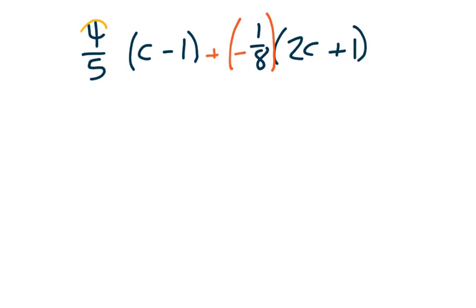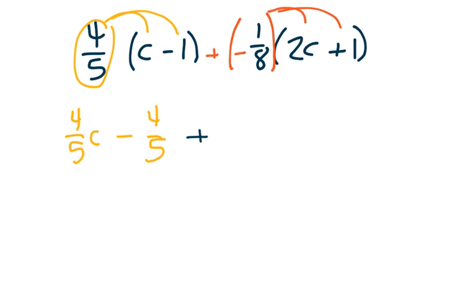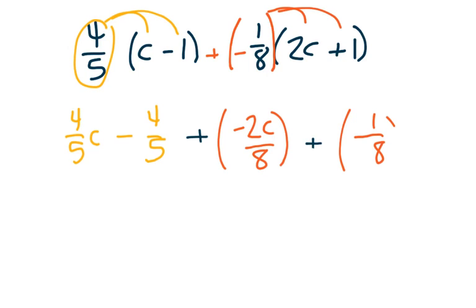So I'll start with the first parentheses. I'm going to take the 4/5 and multiply it by each of the terms in this parentheses. So 4/5 times c is 4/5 c, minus 4/5 times 1 is 4/5. Then I go to the next set of parentheses. I'll take that negative 1/8. Now I see that as negative 1/8, and multiply it by each item in the parentheses. So a negative times a positive is a negative. So I'll have negative 2c over 8 plus, and now I have 1 times negative 1/8, which gives me a negative 1/8. So let's make that clearer.